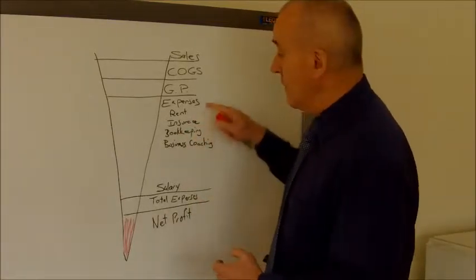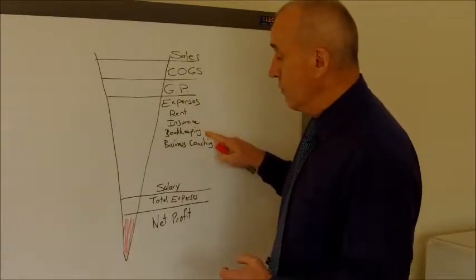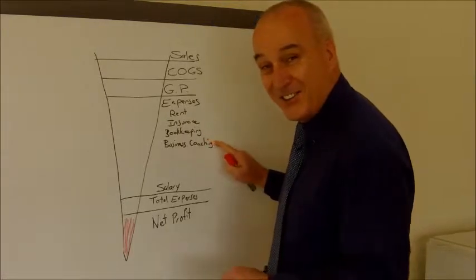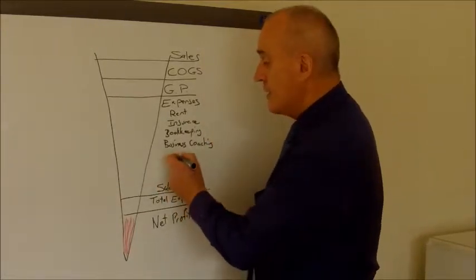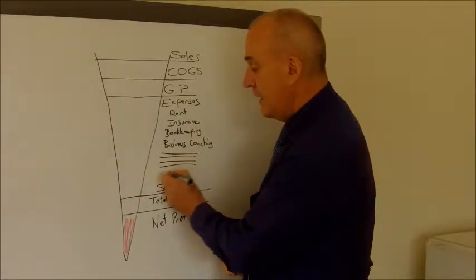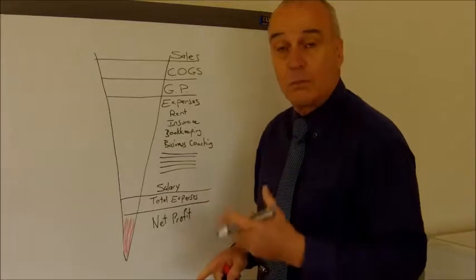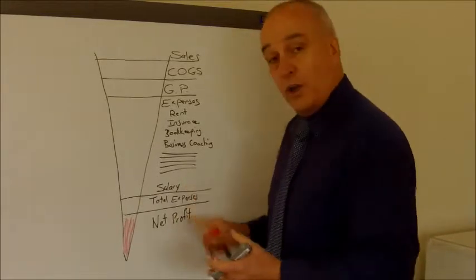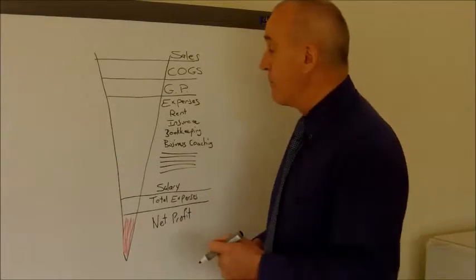Now, expenses can be including headings such as rent, insurance, bookkeeping, and business coaching, of course, and any other expenses that you can consider need to be just listed in there. And then we obviously want to have, if you're a proprietary limited company, you'd want to put the owner's salaries, or it could be drawings that you're going to be taking out.